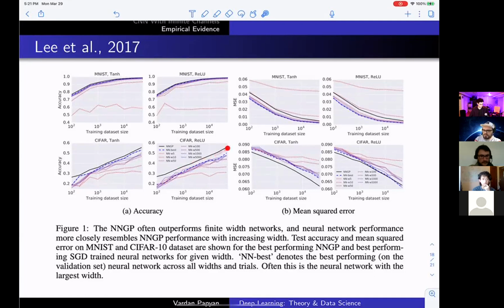The main point is that increasing width seems to increase performance, and in some cases their infinite width network is performing better. Amireza is asking, did they consider the same number of layers for different settings in this experiment? I believe it is the same number of layers. I do believe that.